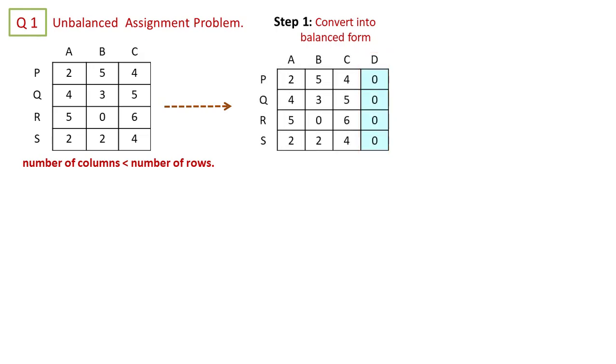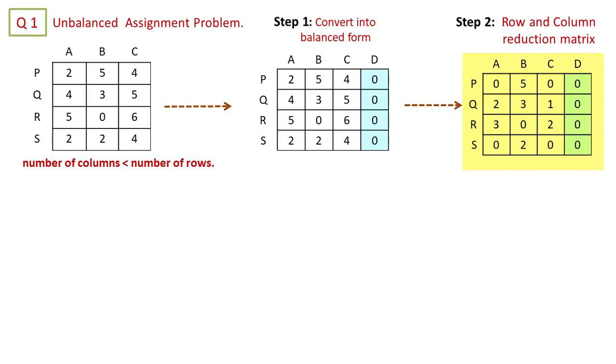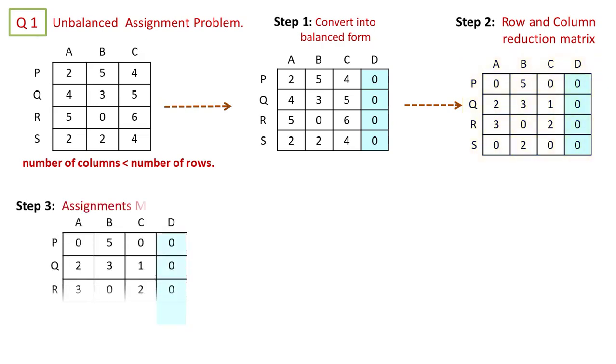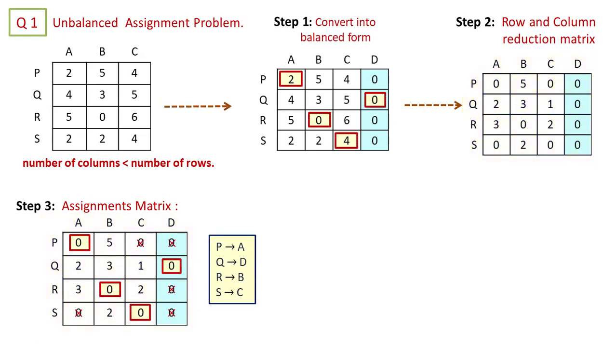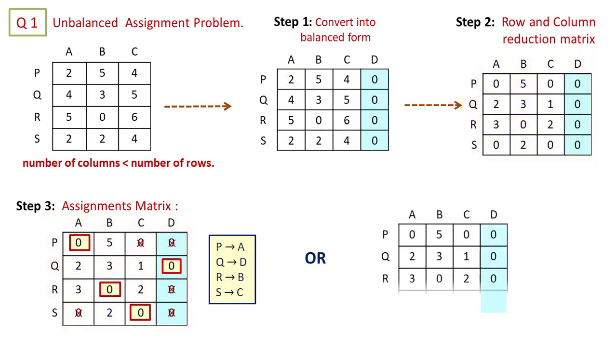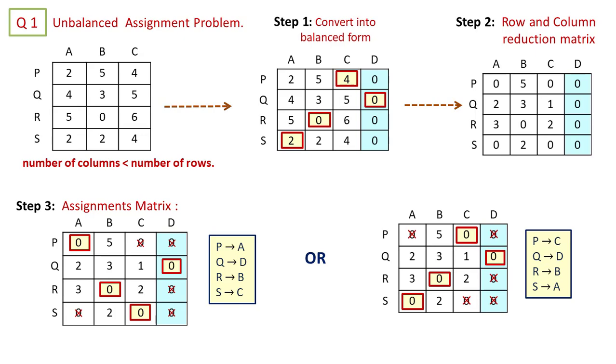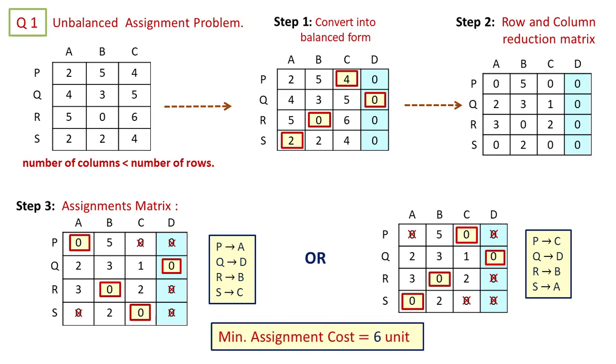As we did in our previous lectures, after applying row and column operation, we get the matrix. In the next step, we make assignment in the row and column reduced matrix, and the assignments are shown, and the minimum cost in both the cases is 6 units.